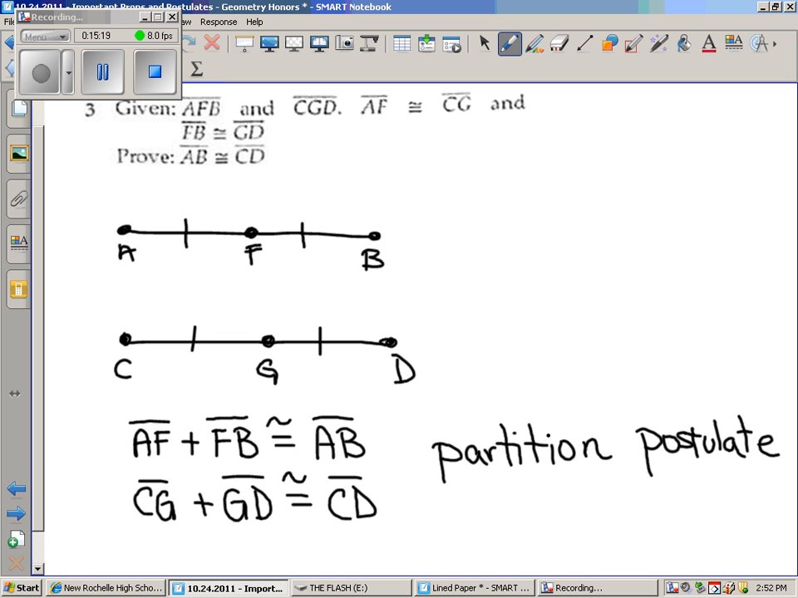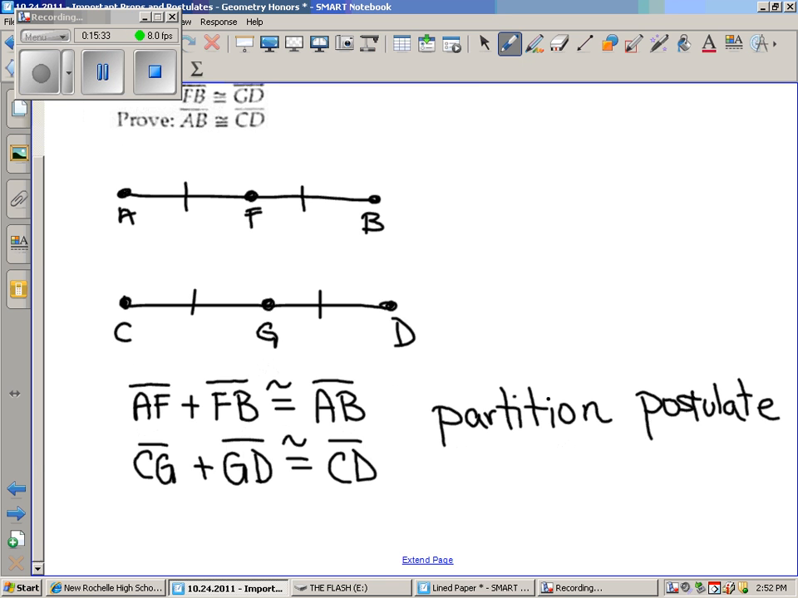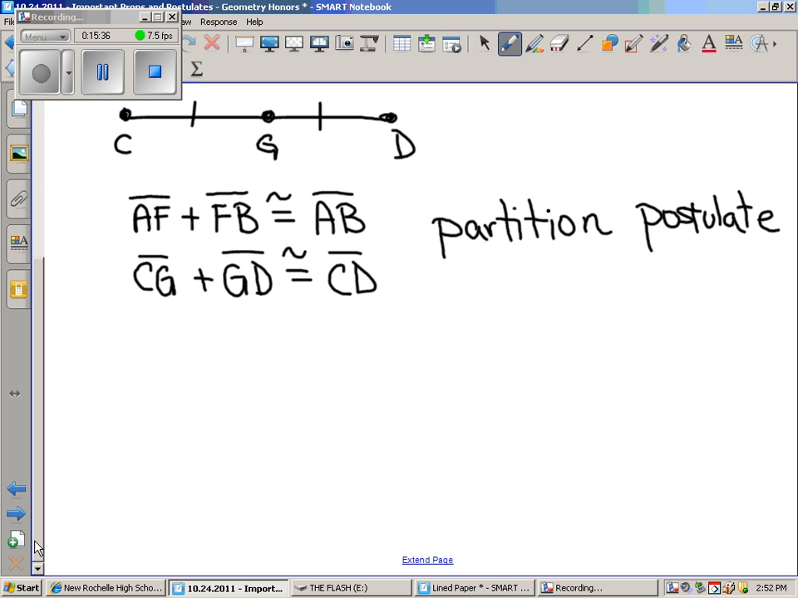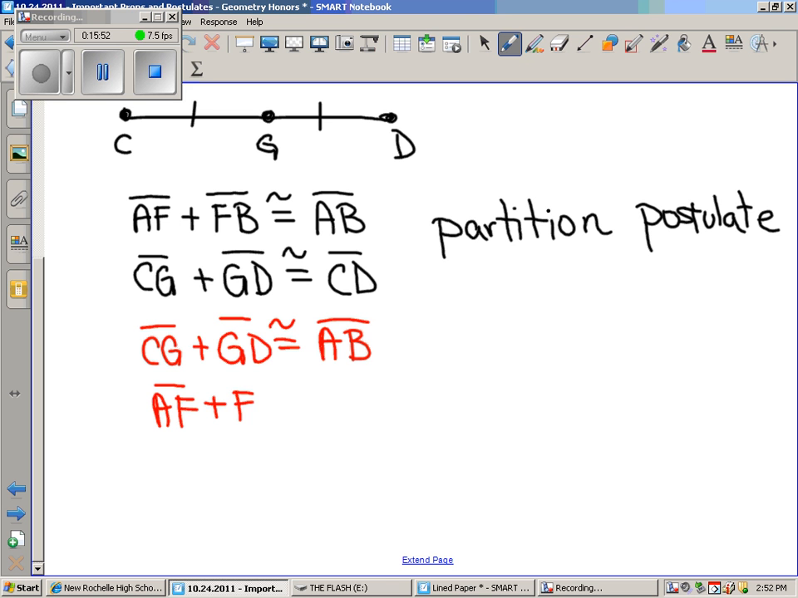Now, here's what I'm going to do. True or false? You guys tell me. Can't AF be interchanged with CG? Don't they mean the same amount? What about FB? Can't it be interchanged? Watch what I'm going to do. I'm just going to take these two, CG plus GD, and switch them out. Isn't that the same thing? Isn't that congruent to AB? Substitution. And we could do AF plus FB, right? I subbed them out. That's all I did. To CD, this is substitution.